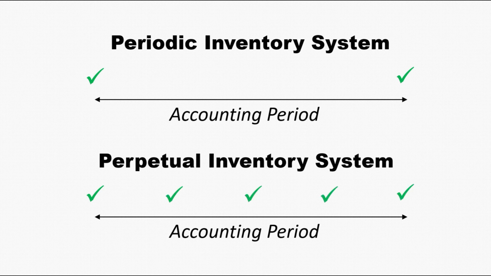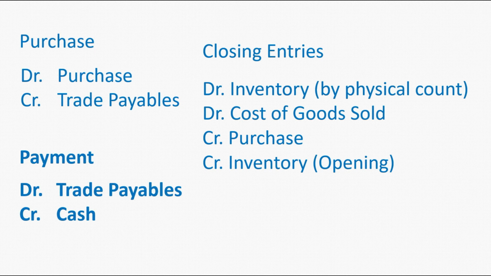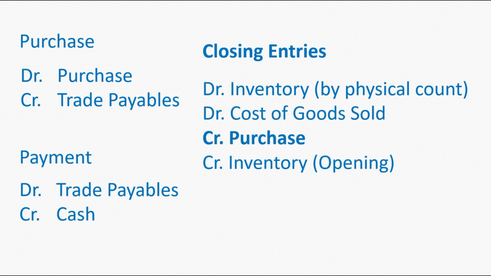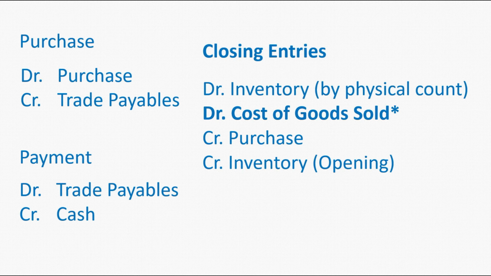Now let's take a look at the double entries for periodic system. To record purchase transactions on credit, we debit purchase and credit trade payables. Then, when we settle our liability we debit trade payables and credit cash. When it comes to the end of the accounting period, we first credit the opening inventory, then credit the purchase account. Since we know the inventory record because we will perform physical count at the end of the accounting period, we can then calculate the cost of goods sold, which is a balancing figure in this case here.